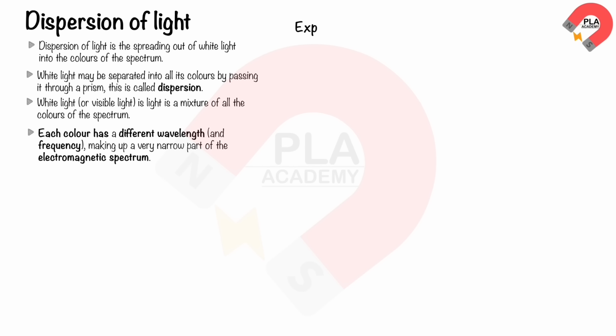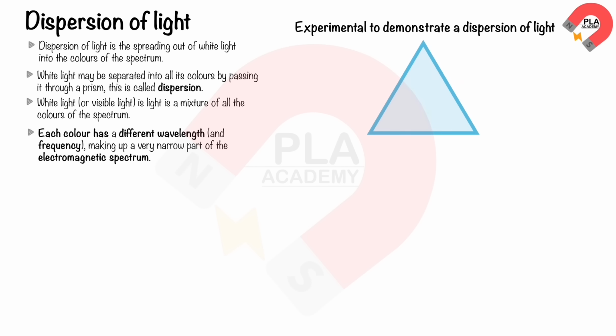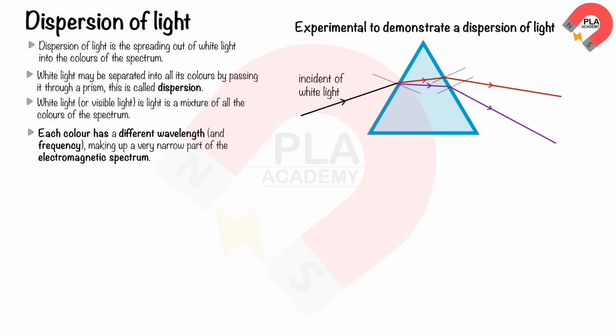This can be demonstrated experimentally using a triangular glass prism. When white light passes through a triangular glass prism, it refracts at each surface and is deviated through a large angle. All of the colors that make up white light.